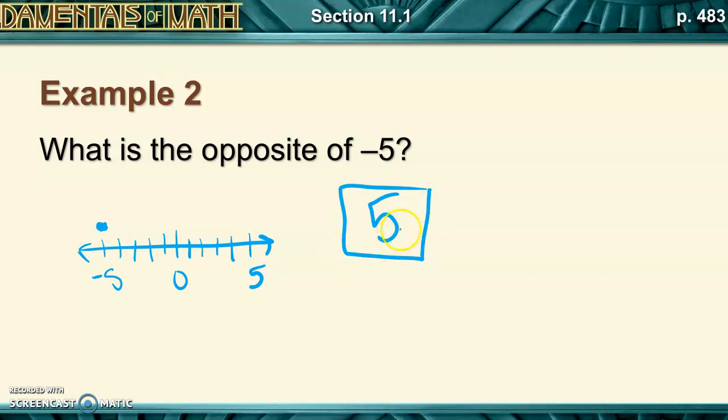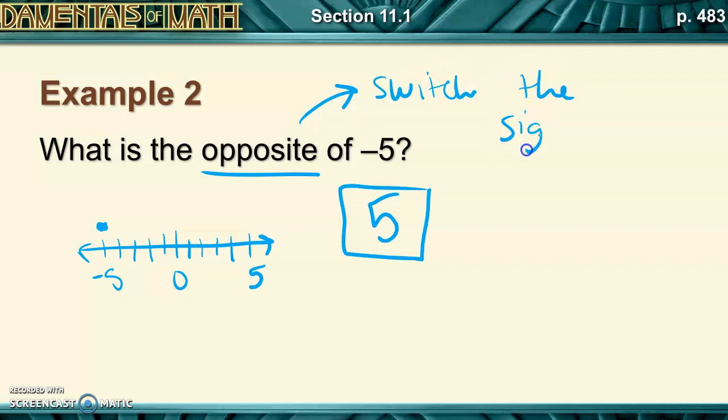All right. But you don't have to draw a number line every time. Basically, we can just switch the sign. Whenever they ask about opposites, it means that we can just switch the sign, from negative to positive, and vice versa. Negative can go to positive, and positive can go to negative.